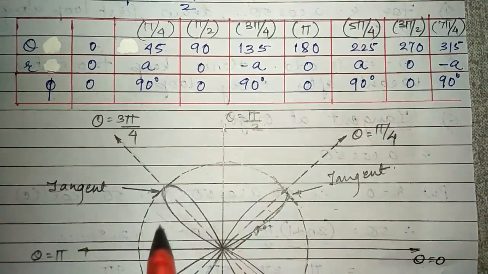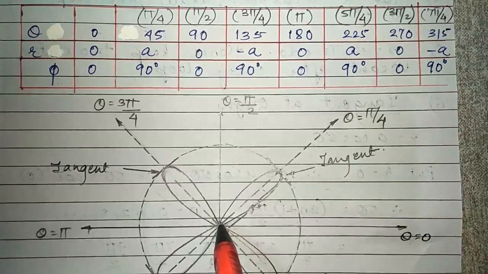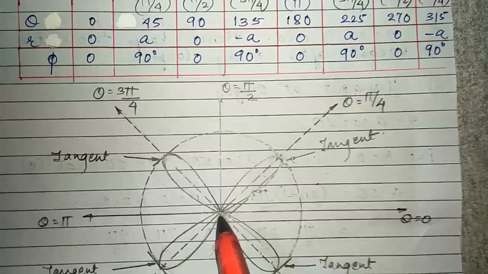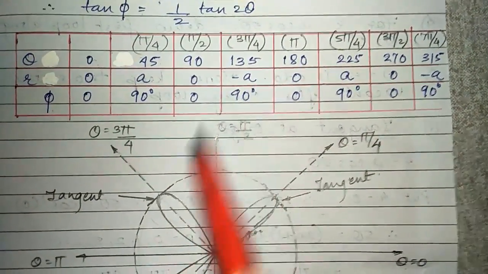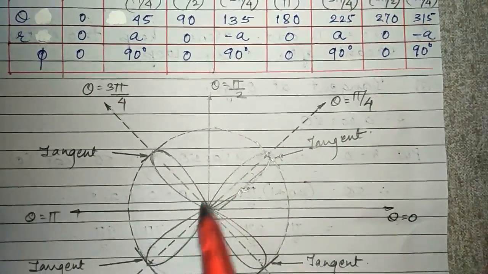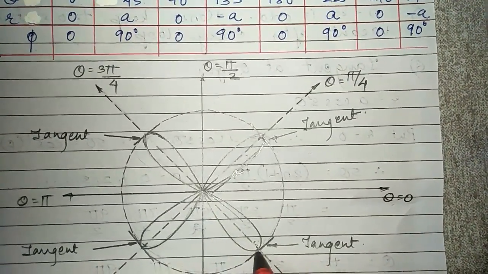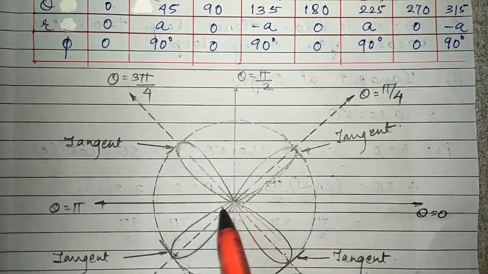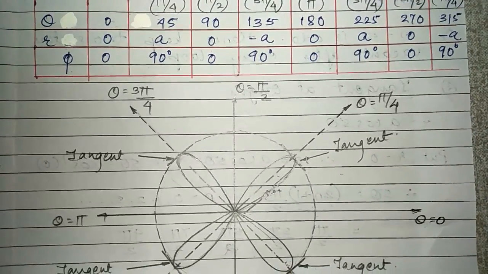Now for 3 pi by 4, the value is minus a. That means we have to trace the curve on the opposite side, from pi by 2 to 3 pi by 4. That is this part. So the curve will be from this point to this point. The value is minus a, so we will draw it in the opposite quadrant or the opposite side.